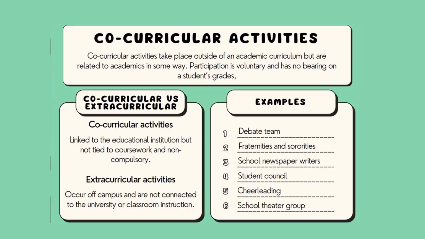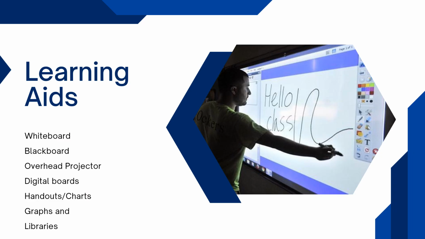Core curricular activities take place outside the academic curriculum but are related to academics in some way. Participation is voluntary and has no bearing on a student's grades. Extracurricular activities, on the other hand, occur off campus and are not connected to the university or classroom instructions. Some examples of these activities are debate team, fraternities, school newspaper writers, student council, cheerleading, school theatre group, etc.